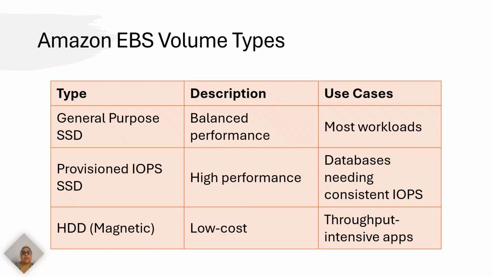EBS offers volume types to match your needs. General purpose SSD provides balanced price and performance suitable for most applications with burst capabilities up to 3000 IOPS. Provisioned IOPS SSD delivers the highest speed for demanding workloads like large databases, ensuring consistent IOPS regardless of volume size. HDD options are cheaper for non-boot use, ideal for sequential workloads like big data processing. Remember, only SSDs can boot EC2 instances due to their faster access times.